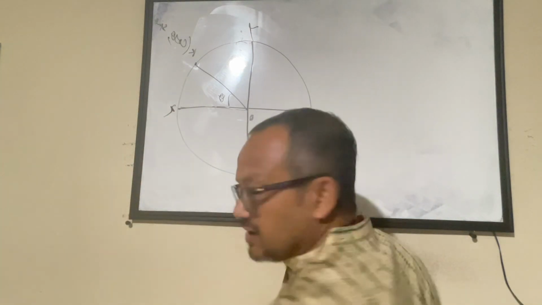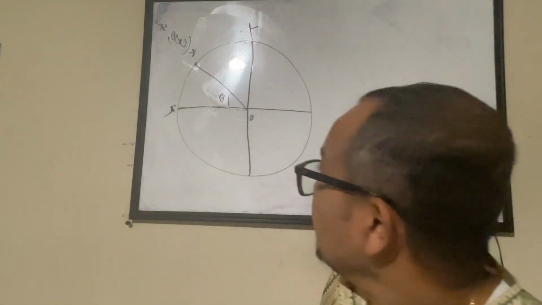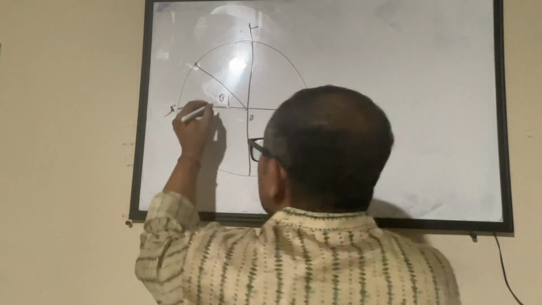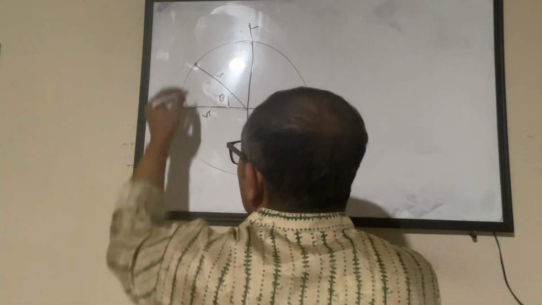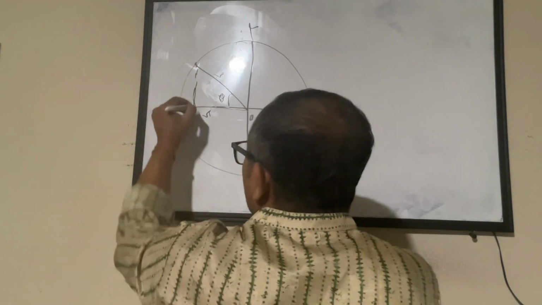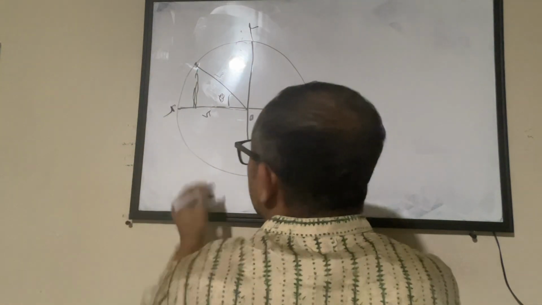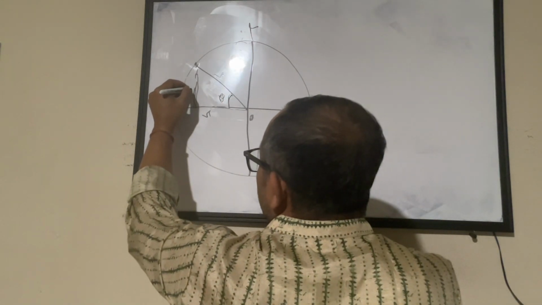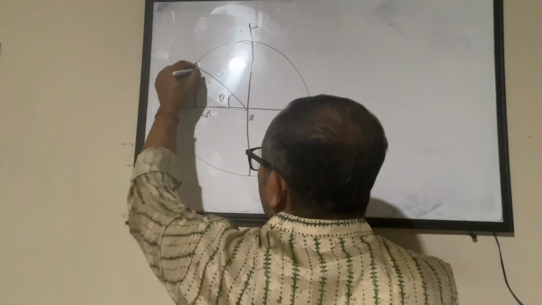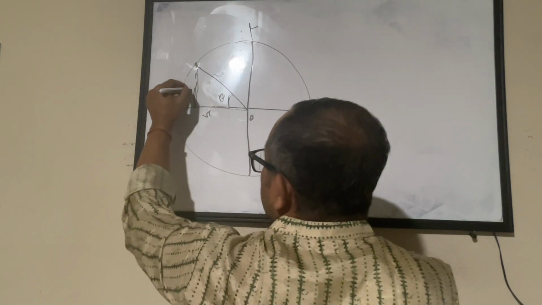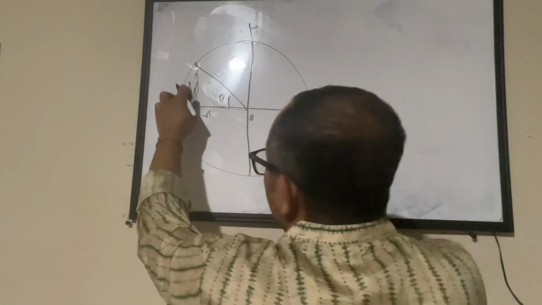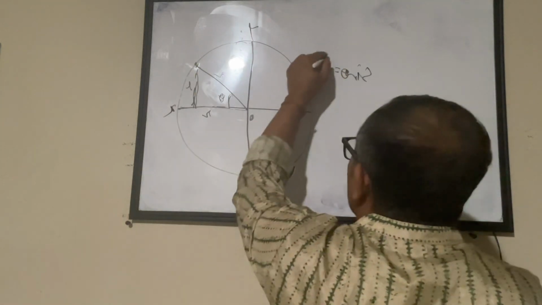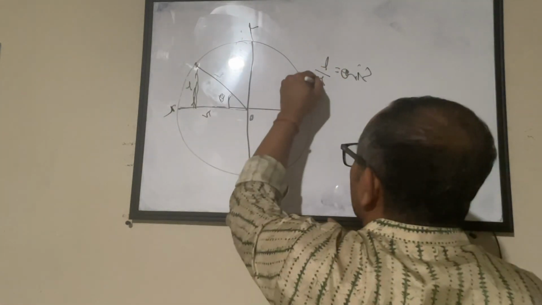Let's quickly look at how we found it in the previous class. Let's say this is your radius r. This is r. What is the value of this side? If this is theta, and let's say this side is L, then sine theta will be equal to L divided by r. Agreed?